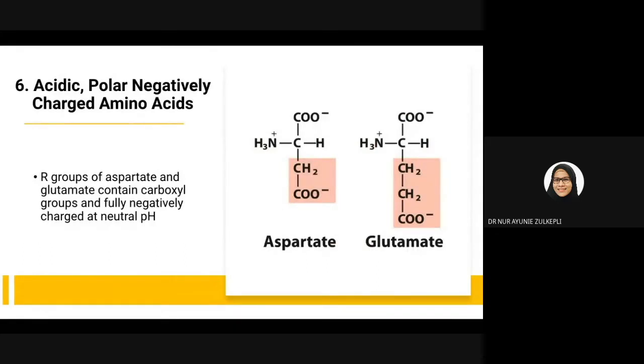Number 6 is acidic polar negatively charged amino acid. The R group of both aspartate and glutamate contain the carboxyl group. This carboxyl group is for the backbone of the amino structure that is attached to the carbon, but it also has a carboxyl group attached as its side chain. All right, so that is for aspartate and glutamate.